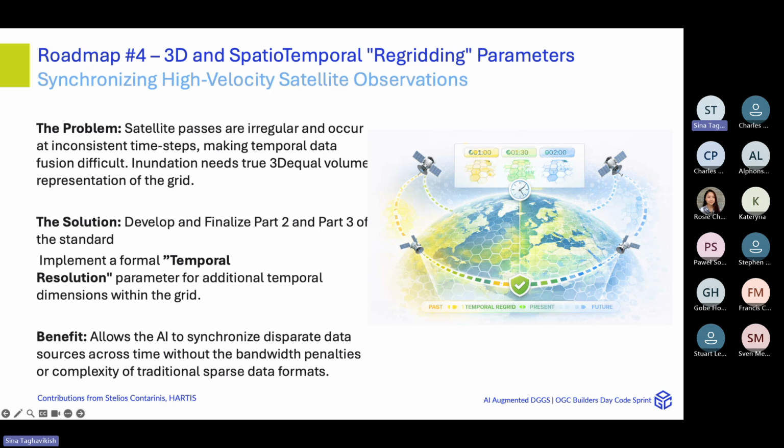The benefit would be to allow the AI to synchronize disparate data sources across time without the bandwidth penalties or complexities of traditional sparse data formats. So that's very important.